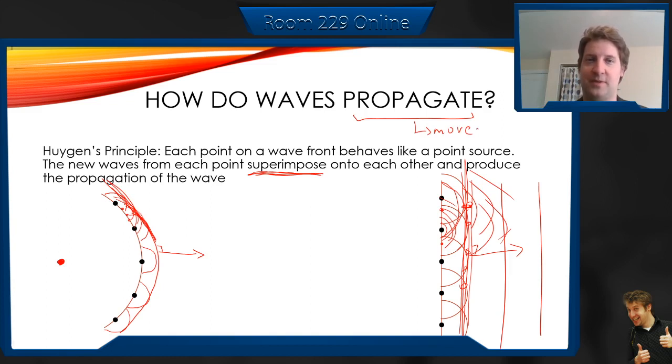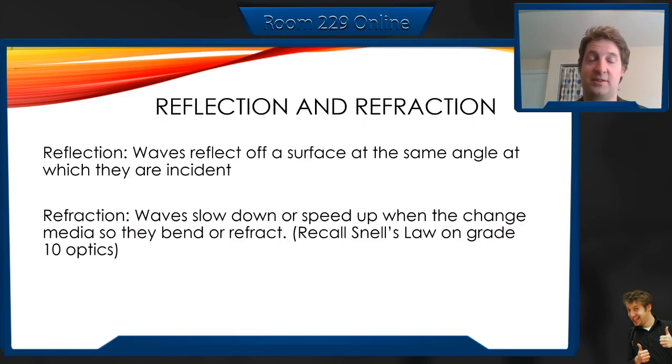Okay? So the second thing we're going to talk about here is how waves reflect and refract. You guys are going to remember this from grade 10 with light. And light is a wave. Light behaves like a wave. Its frequency is very, very high. Its wavelength is very, very small. Speed is incredibly fast, but it's still a wave.